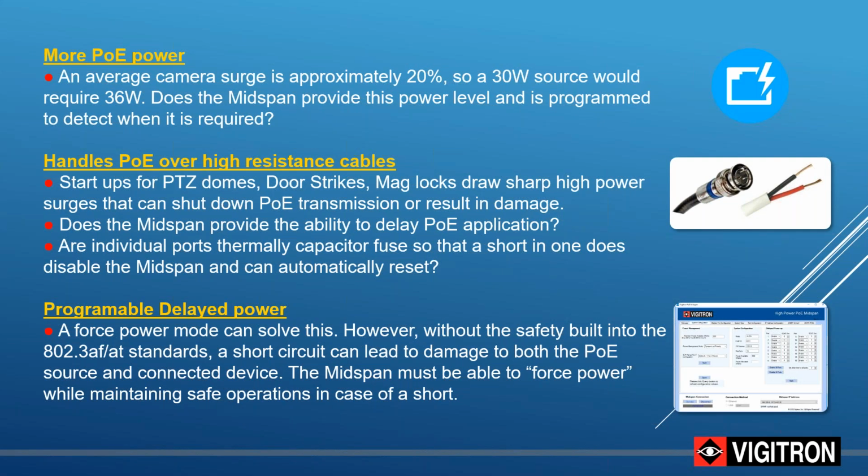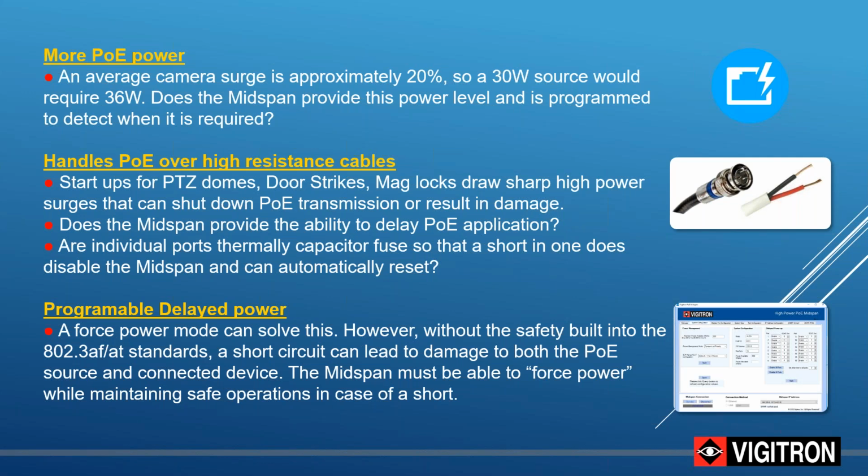We spoke about the ability of providing more power. Typical network switches provide only about 30 watts per port. In our session on PoE, we spoke about the need of overcoming surges, and that these surges are usually rated at about 20%. So if we have a class 4 camera, 30 watts at the source, and we needed to increase that by 20%, that would require that the port have 36 watts. Vigitron Midspans provide a minimum of 36 watts per port, ranging all the way up to 72 watts per port.